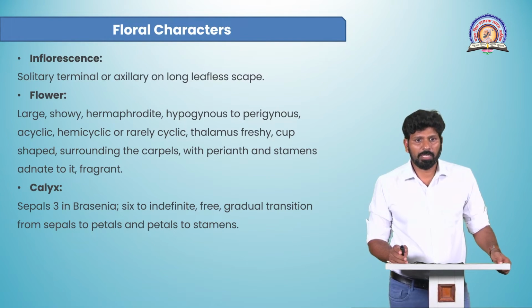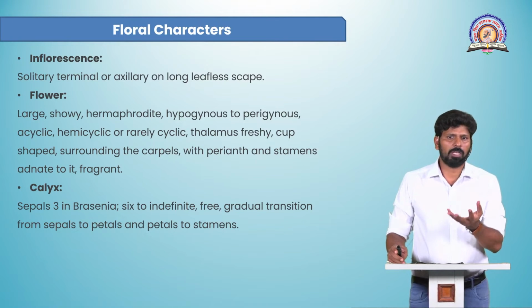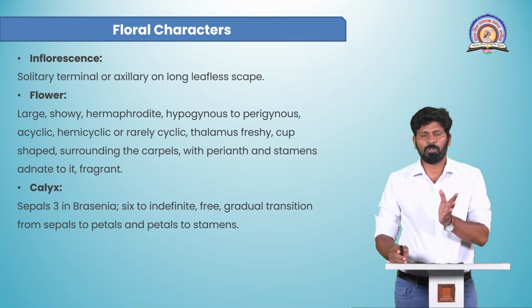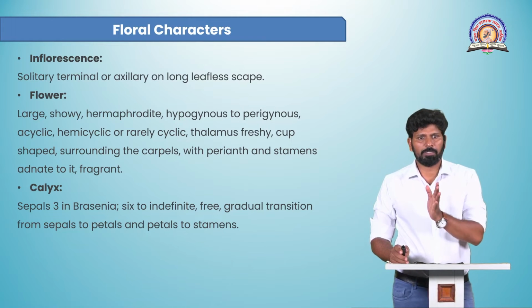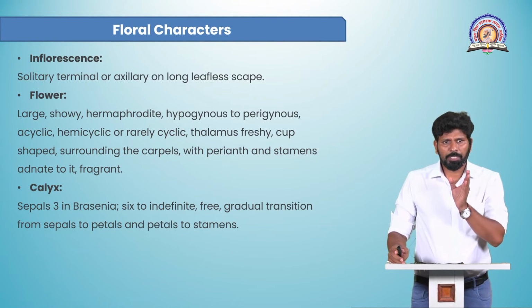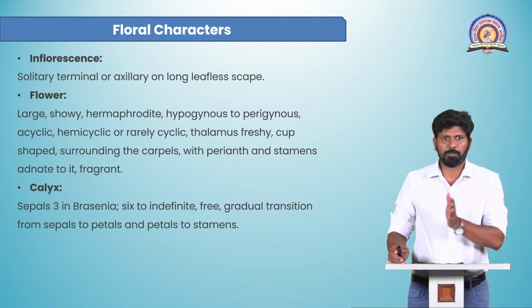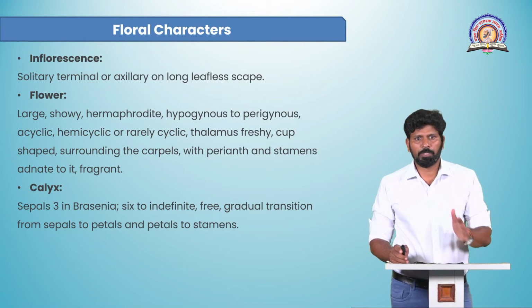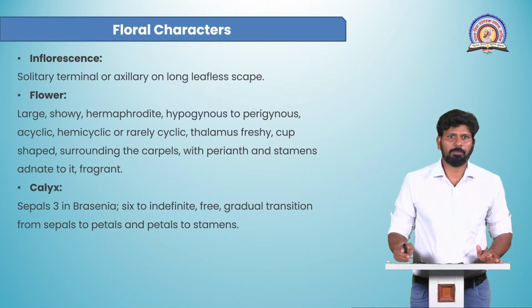Then gradual transition from sepals to petals and petals to stamens. So this is very interesting. When we see the flower of lotus, we can see the gradual transition of these floral structures from sepal to petal. Means there is no particular mark of identification that these are the sepals and these are the petals, because we can see the gradual transition from sepals to petals and again from the petals to the stamens.